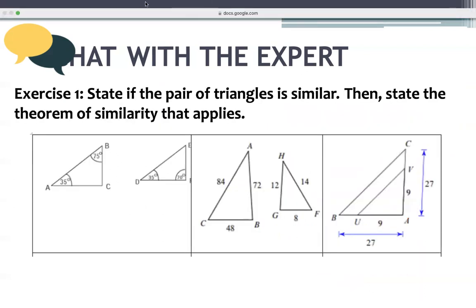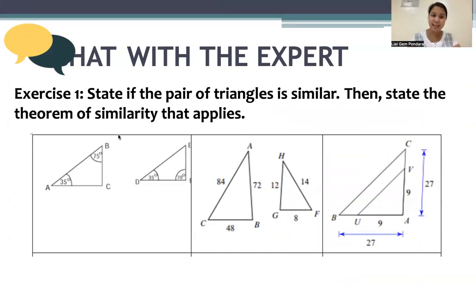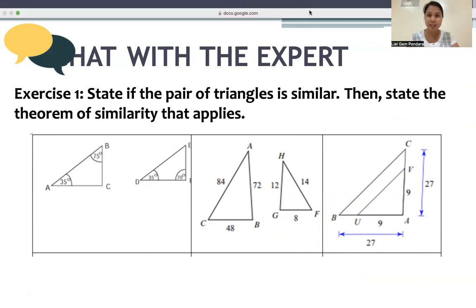Let us have some examples. Exercise number 1. We state if the pair of triangles are similar. Then we state the theorem of similarity that applies. That's the first one. Angle A is 35. Angle D is also 35. Angle B measures 75 degrees, while angle F measures 70 degrees.